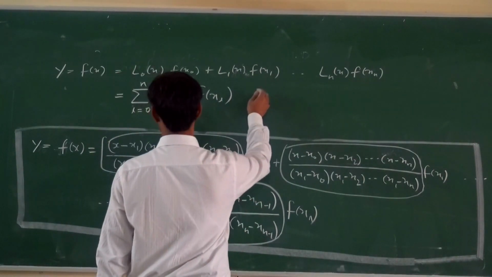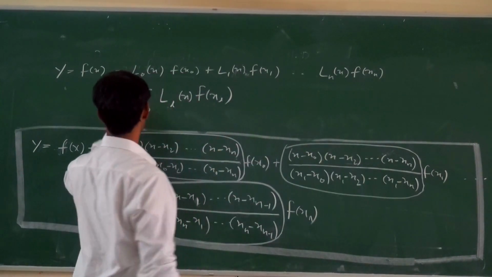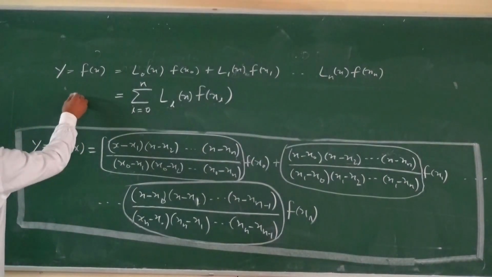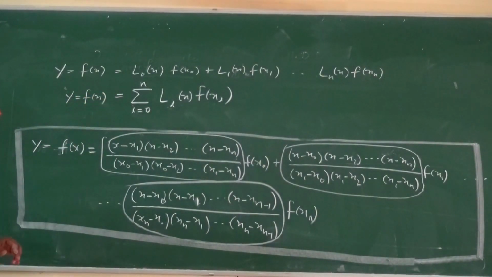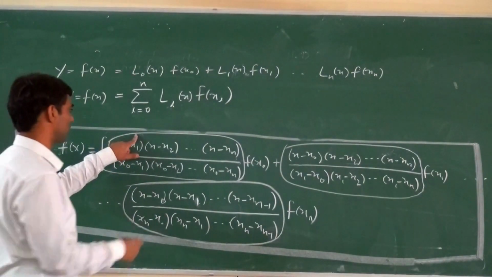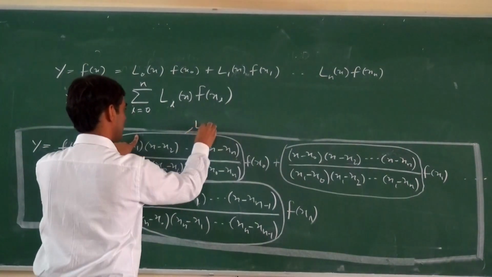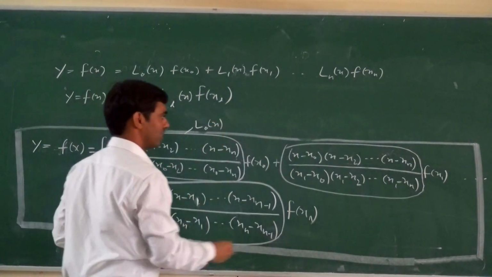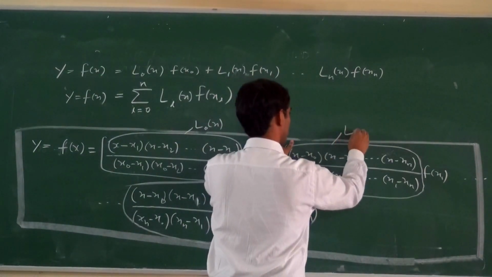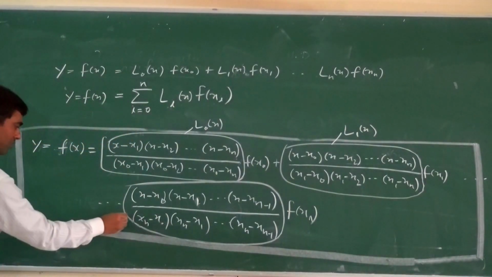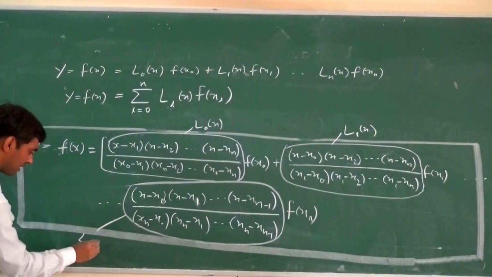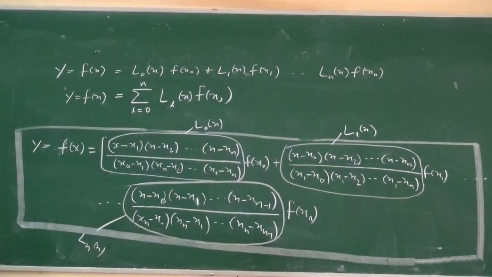So this is the Lagrange interpolation formula in terms of Lagrange multipliers. This is the value for L0(x), this is the value for L1(x), and this is the value for Ln(x).